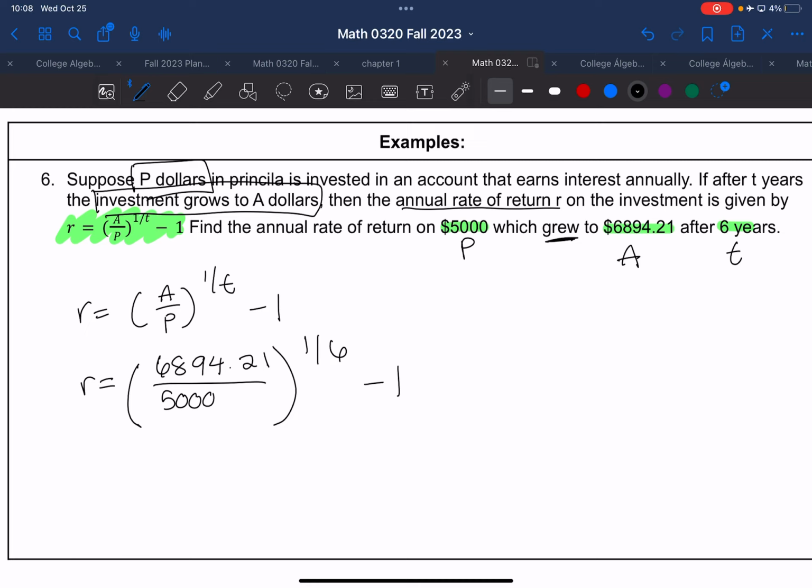Okay, so in order to simplify this, I would first type this part into your calculator. Okay. Once you type that part into your calculator, then take that number and raise it to 1/6. And then subtract 1. So this is the answer that you should get if you type this whole thing into your calculator, 0.055. Did everyone get the same?